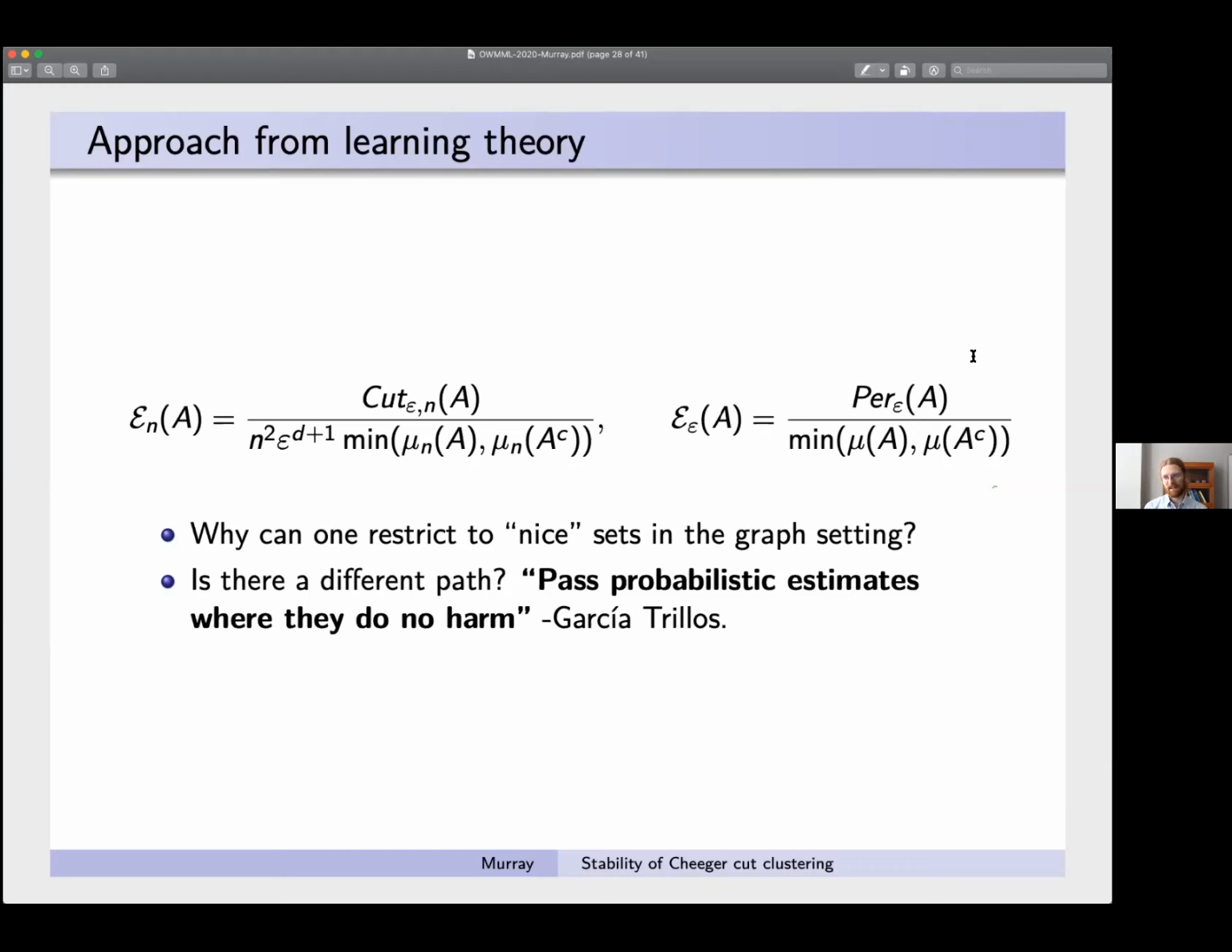And indeed, this cut energy can't see very well oscillations that happen on length scales epsilon. And so one can ask the question, well, is there a path through the analysis that permits you to prove asymptotic consistency regardless of whether we know a priori that we have nice regularity? And this is something for the discrete problems. Nicolás has a saying for this, he says, we need to pass the probabilistic estimates where they do no harm.